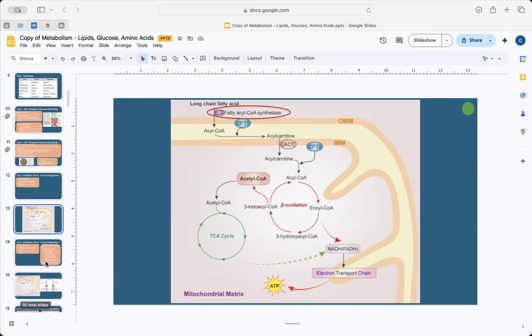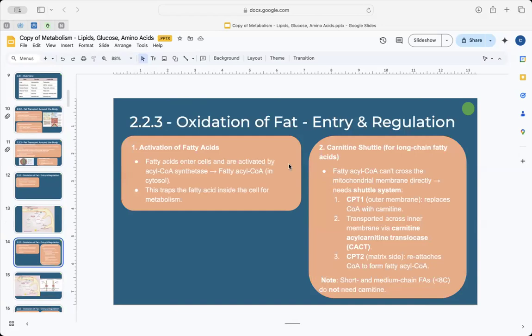Okay. Up next is the carnitine shuttle for long chain fatty acids. Fatty acyl-CoA can't cross the mitochondrial membrane directly. It needs that shuttle system. So CPT1 in the outer membrane replaces CoA with carnitine. It's transported across the inner membrane via carnitine acyl-carnitine translocase, and then CPT2 on the matrix side reattaches that CoA to form fatty acyl-CoA.